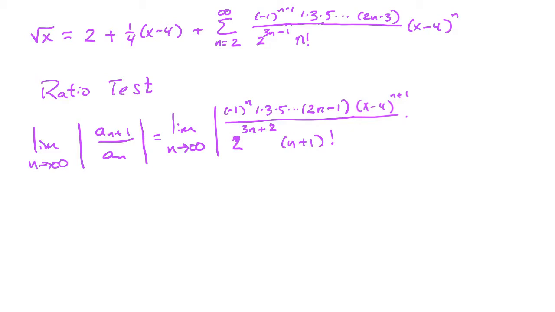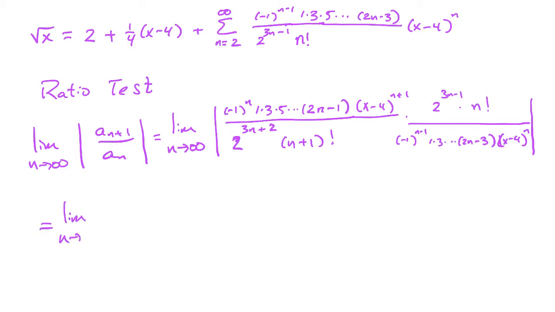Okay. Then what do I have? I have the reciprocal of my nth term. So that reciprocal of my nth term is going to give me a 2 to the 3n minus 1 times n factorial on top. And then on the bottom, I'll have a minus 1 to the n minus 1, 1 times 3 times 5, all the way up to 2n minus 3. And then I have my x minus 4 raised to the n power. So now comes a lot of simplification from that.